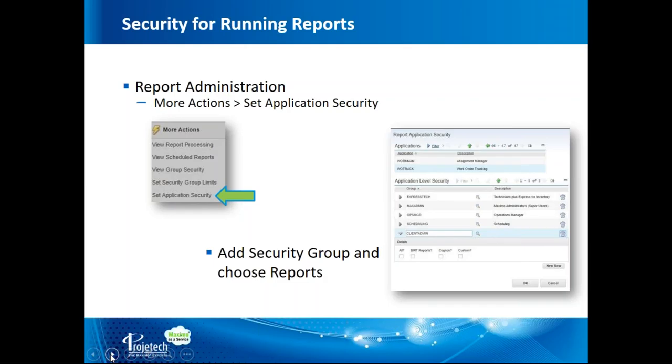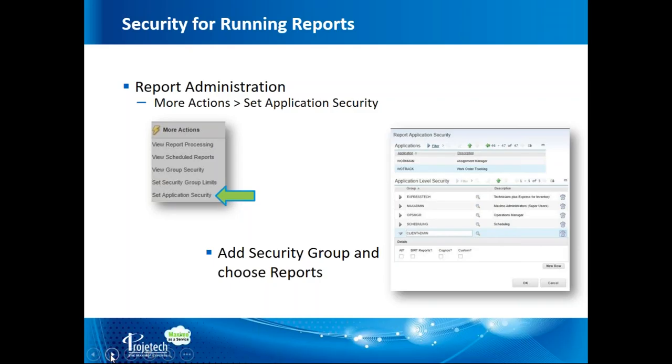What you do is, under report application security, you find the application that they're having trouble in. So if I'm in work order tracking and I'm not able to see anything, I'm in the client admin group, I have run reports access, but I don't see any reports. I find the work order tracking application, and then below it, I can find the security groups that have access to it. So client admin, we just added it, and then I have to pick which reports I want anybody in the client admin group to have access to.